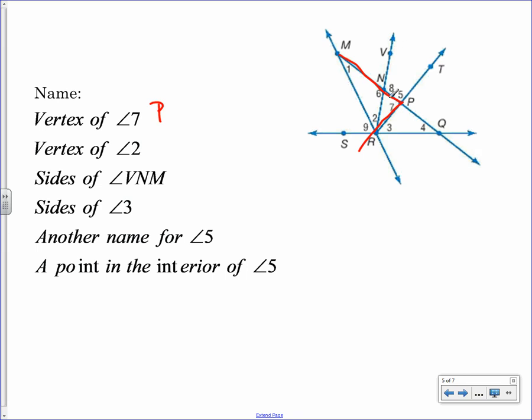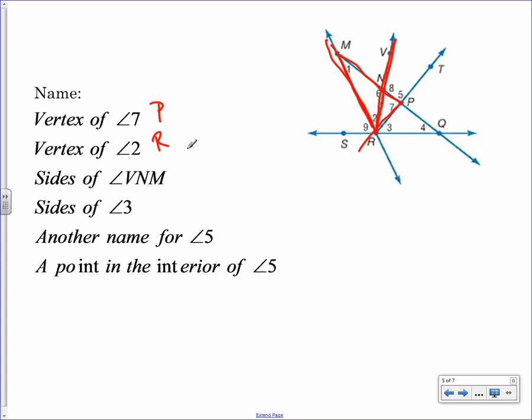The number goes where the vertex is, kind of? It always is there? Yes. So when we look at this one, angle 2, angle 2 is this one. Is that okay? Yes. Okay, all right, so what is the vertex of angle 2? R. Very good. Did I lose anybody there?